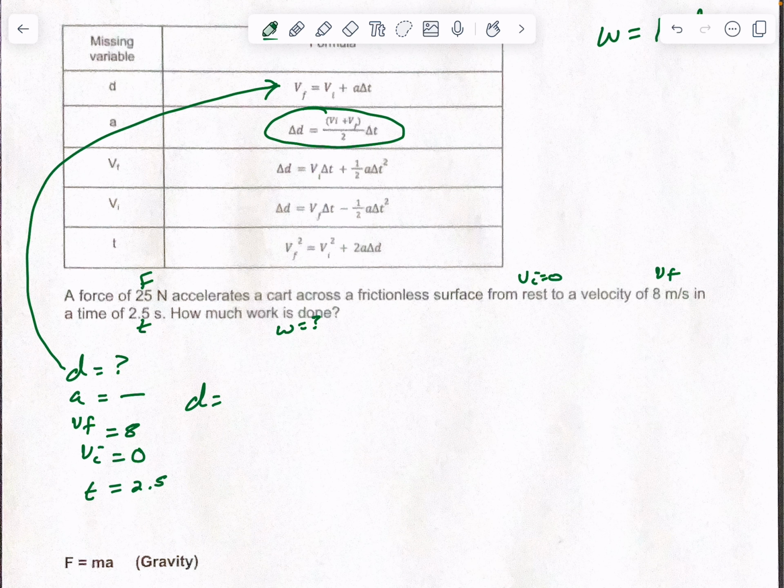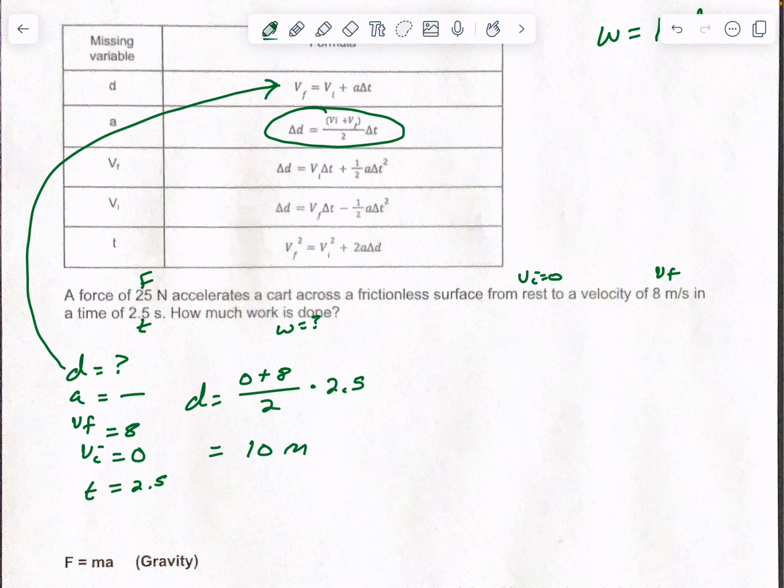So D equals VI plus VF, so 0 plus 8 over 2 times your time, which is 2.5. Okay, so 8 divided by 2 gives me 4. Multiply that by 2.5, and you get 10 meters. So that is actually how far it went. So there's your distance.